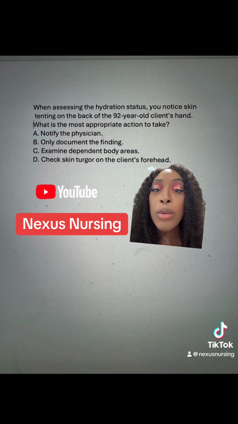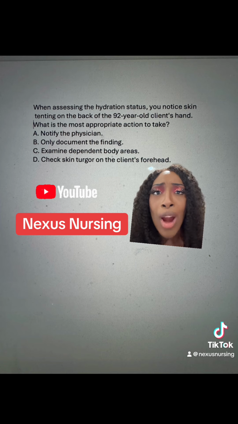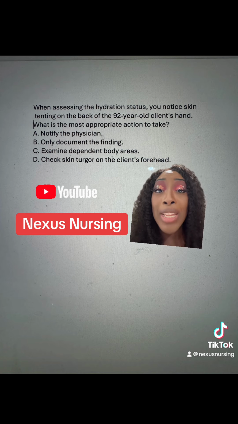And the correct answer is D, check skin turgor on the client's forehead. So the first thing you should notice is that we're dealing with an elderly or geriatric patient. Now, because of their age, we understand that they have lost that elasticity. So it's not a good idea to try to check skin turgor or hydration on the back of the hand. Again, they've lost that elasticity. So the best places to check would be something like the forehead, the chest, or even the abdomen.